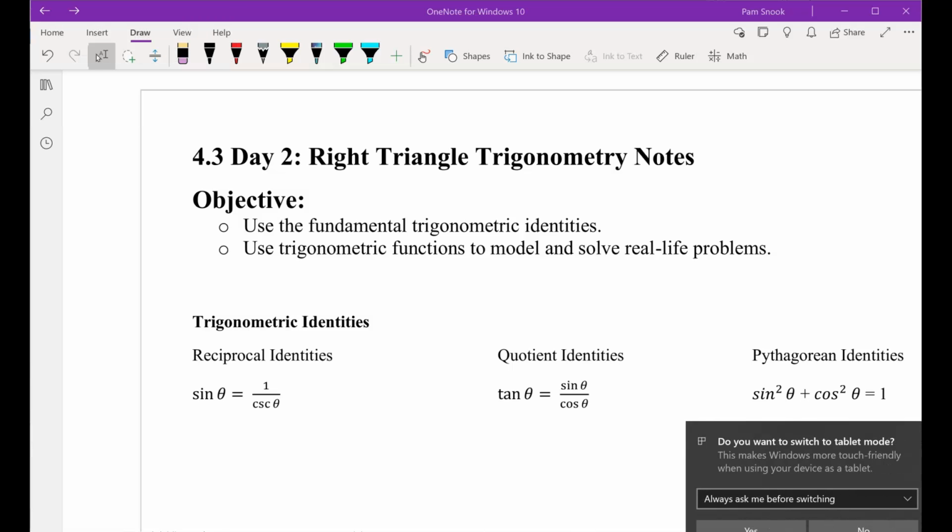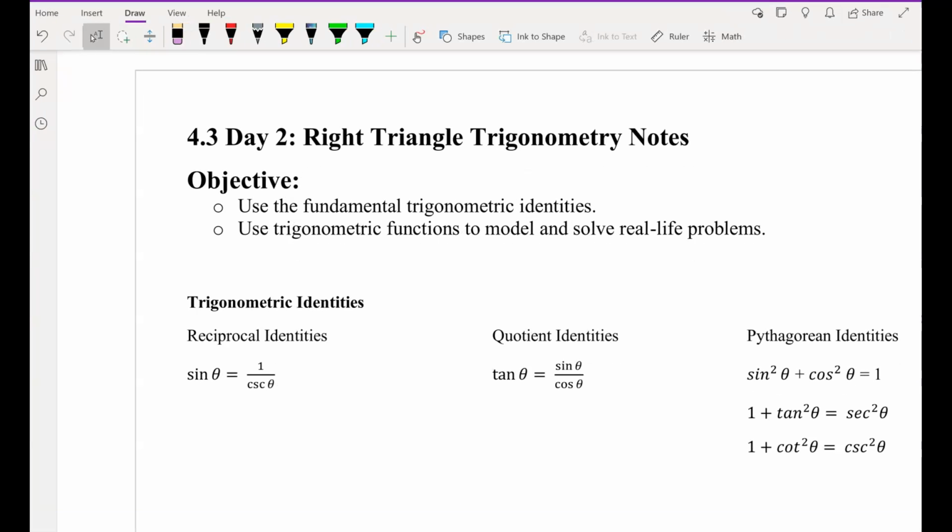Hello everybody. This is Mrs. Snook with a section of 4.3 Day 2 notes. 4.3 is about right triangle trigonometry.